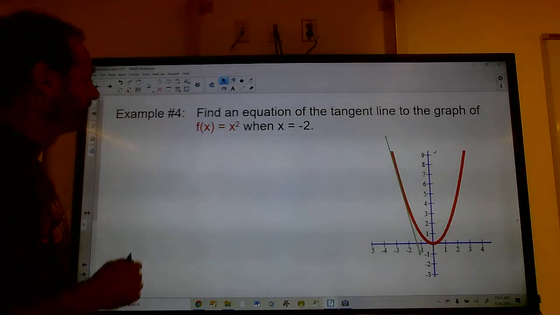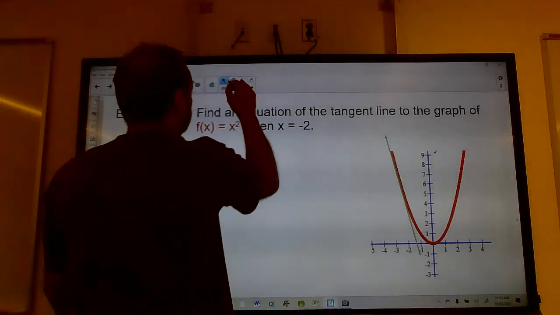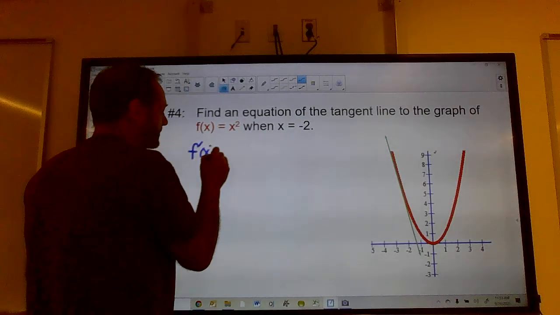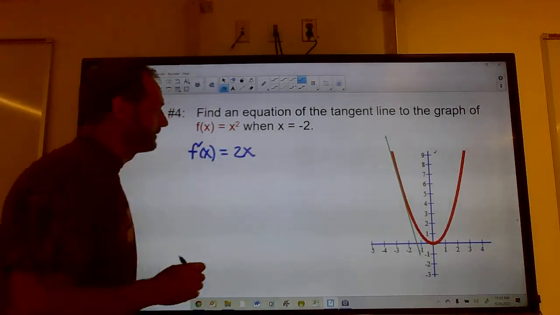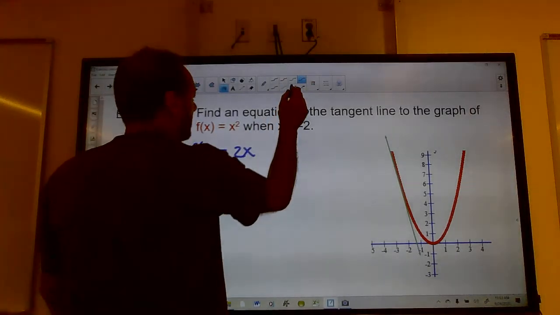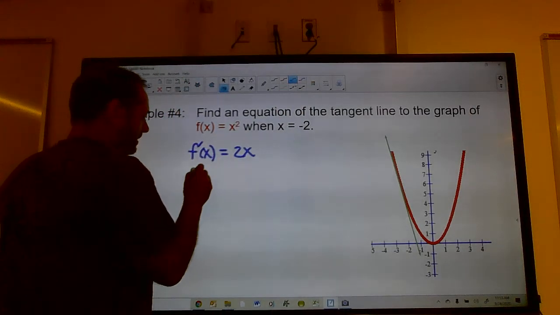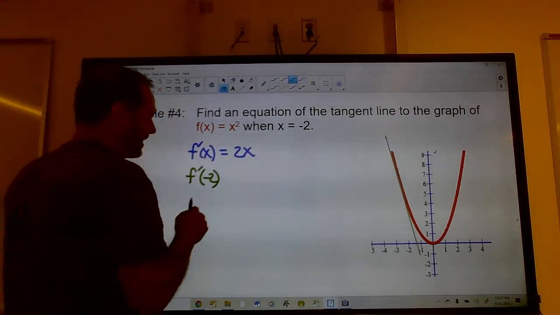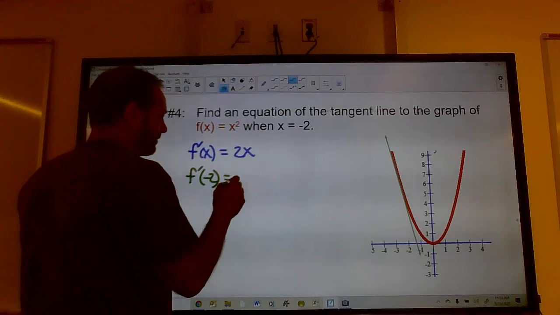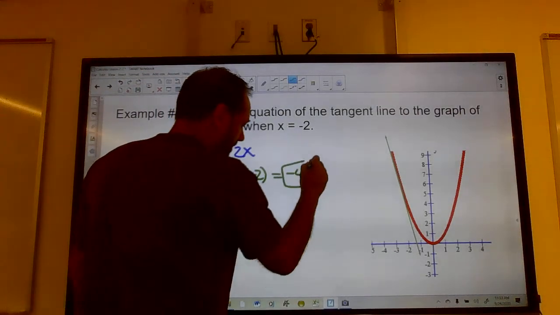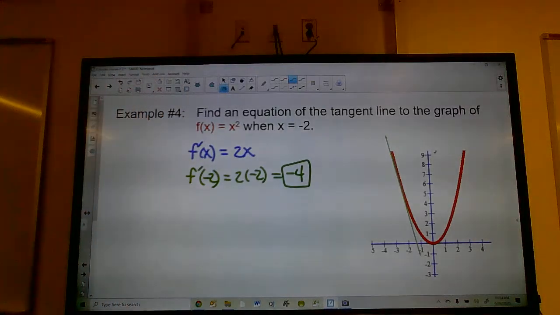Okay, so how am I going to do that? Well, I'm going to take the derivative of x squared. So the derivative of x squared, f prime of x, is 2x. I'm going to go ahead and substitute -2 in there. This is an equation that tells me the slope of the tangent line. So I plug that in, I get 2 times -2, which is -4. That's the slope of that line right there at -2.